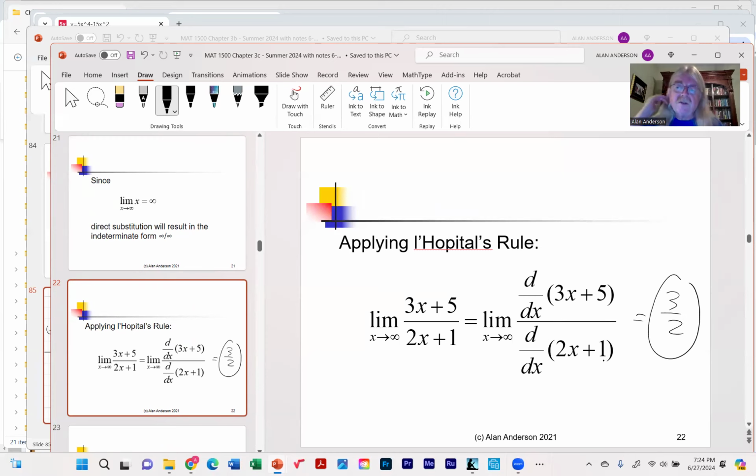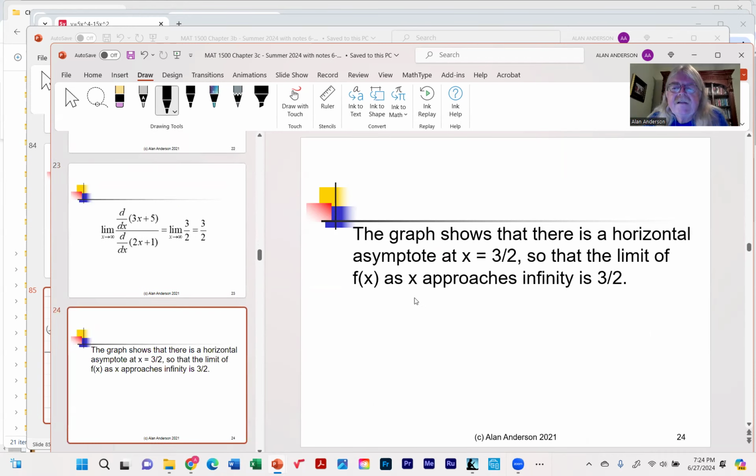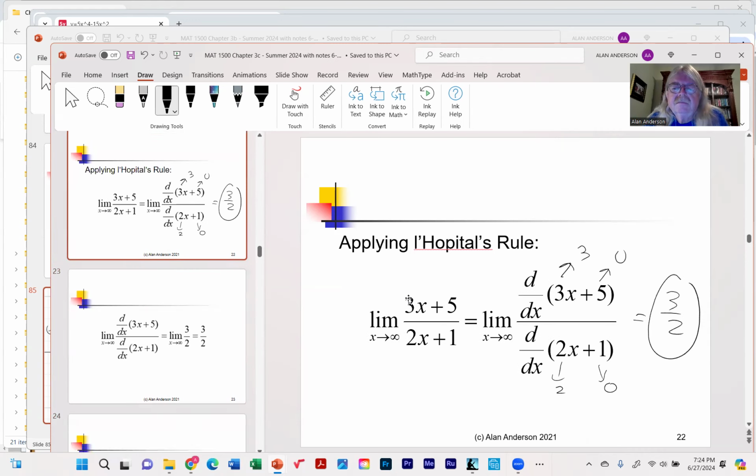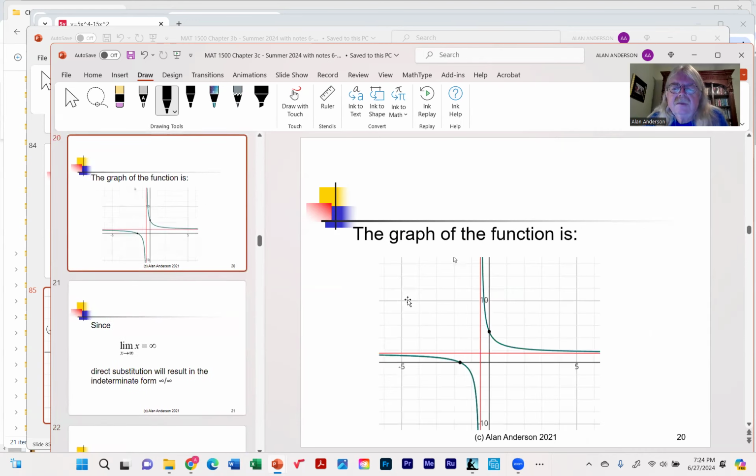Okay, again, because of the power rule, this goes to 3, this goes to 0, this goes to 2, and this goes to 0 when we take the derivative. So it's hard to see, but there's a horizontal asymptote there at 3/2.